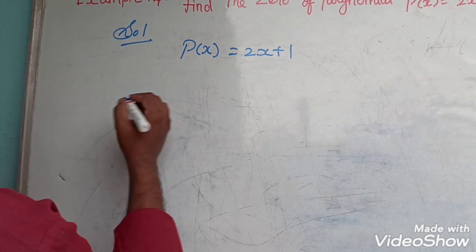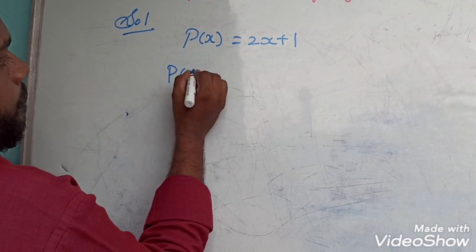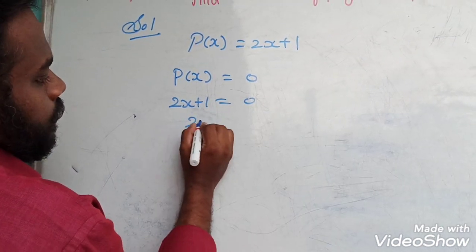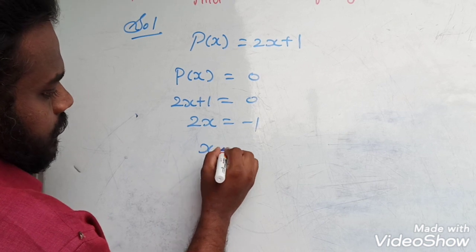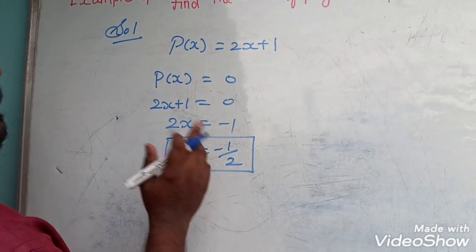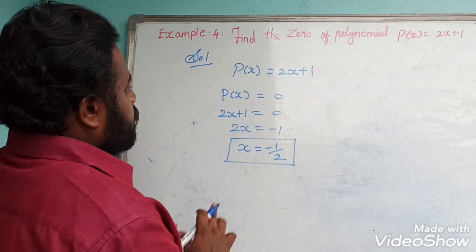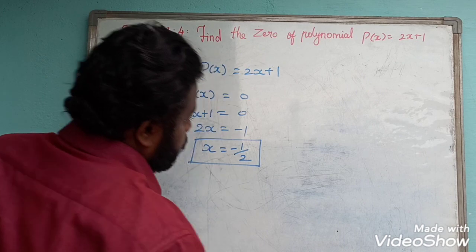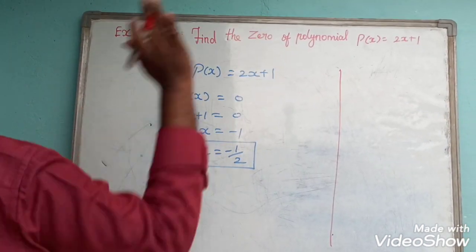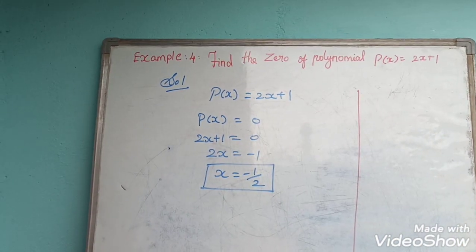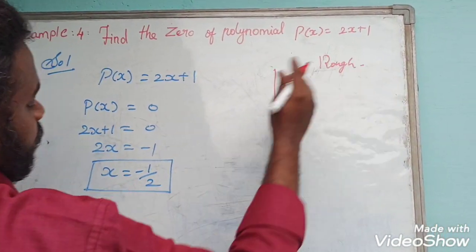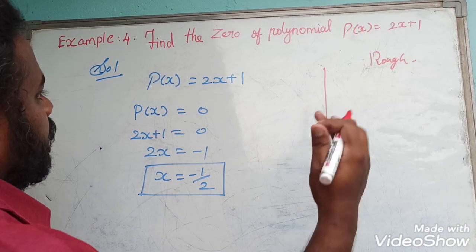So to find the zeros of the polynomial, p of x equal to 0, 2x plus 1 equal to 0, 2x equal to minus 1, x equal to minus 1 by 2. So here I conclude x equal to minus 1 by 2 is the zero of the polynomial. I will just verify in the rough work column. Here they are only asking to find the zeros of the polynomial, so no need to verify it in the solution. I will just check in the rough work column whether minus 1 by 2 is correct or not.